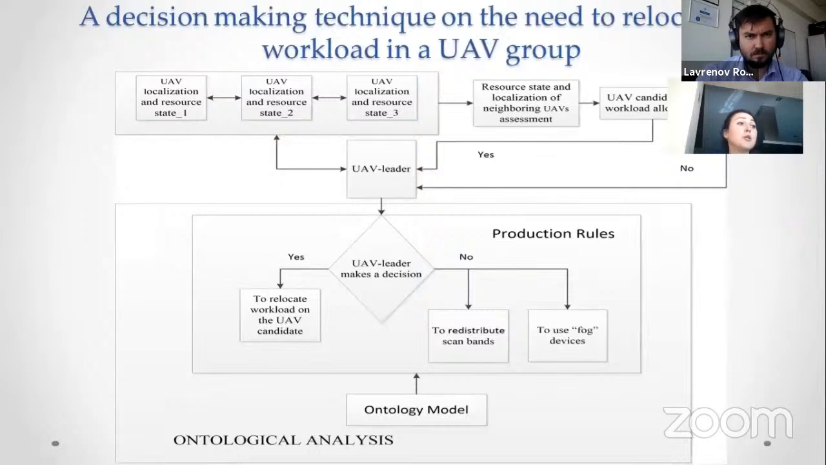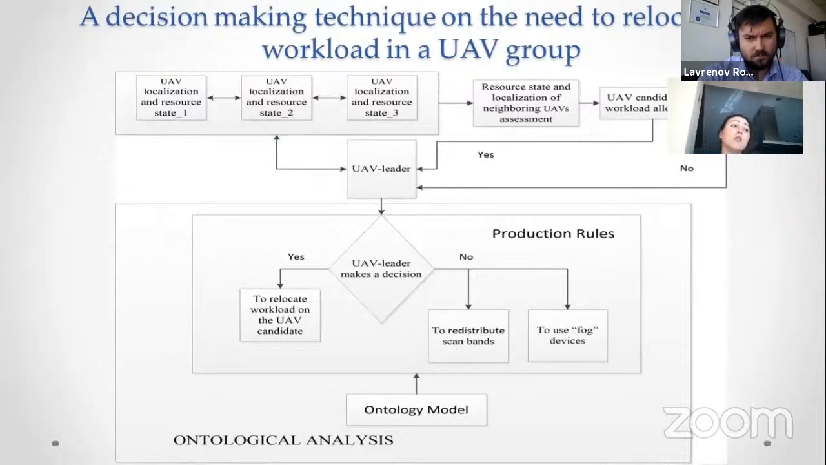We will assume that each URV is aware of the resource status and localization in space of its neighbors, which are in the radius of direct communication. Every URV of a subgroup sends its data about resource status and its localization in space to the URV leader. The decision-making technique on the need to relocate the workload in a group of mobile robots is presented in the slide. Thus, each URV is able to assess the state of its resources to solve the subtask allocated to it.